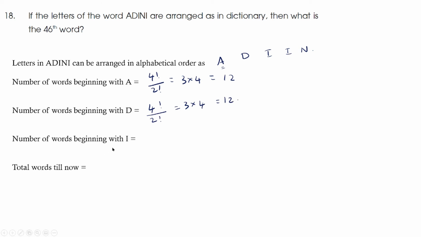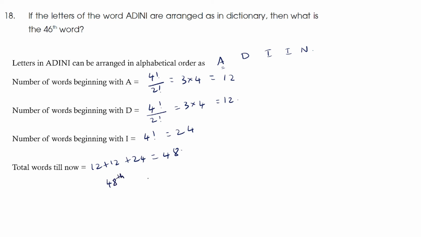Then the number of words beginning with I will be, here there is 1 I. Then we have remaining 4 letters. So it is 4 factorial. So 4 factorial is 24. Now the total words till now is 12 plus 12 plus 24. So it is equal to 48. So till now there are 48 words. We need to find the 46th word. So the 48th word will be the last word in the dictionary starting with I.